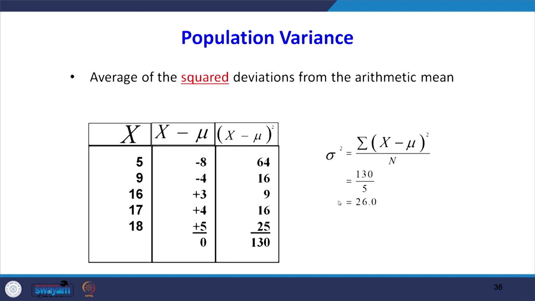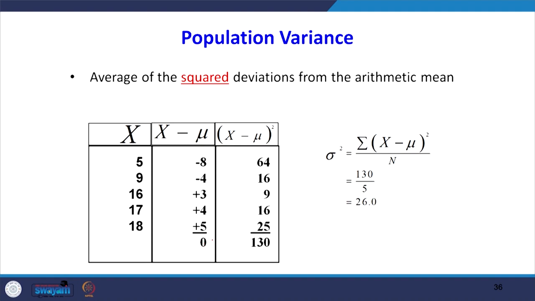There was a problem in the mean absolute deviation. I will tell you what the problem there is. Next, we will see population variance. It is the average of the squared deviations from the arithmetic mean. So, the x is there, the mean is there, and when you add the deviations, it is 0.